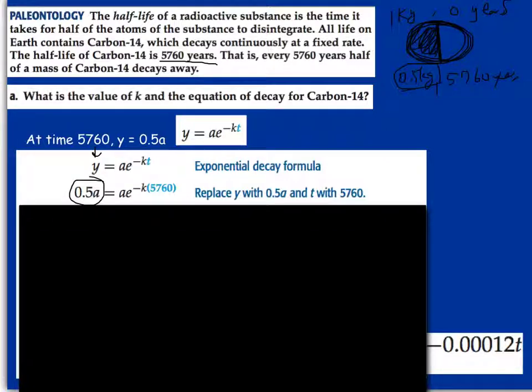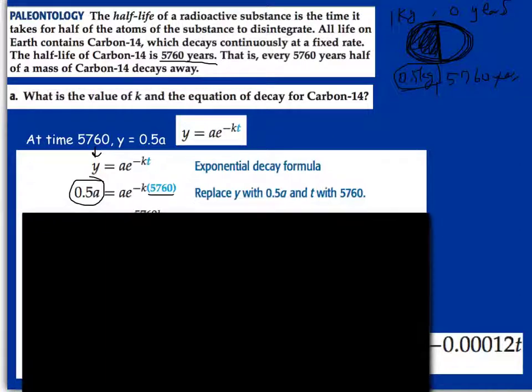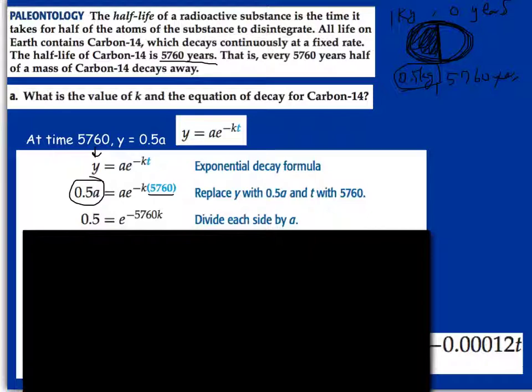This will become half of my original. So at time t, at time 5,760 years, my y value, or the amount that I have left over, will be 0.5a. And then we can solve from here. The a's will cancel. We can divide these, take these out.